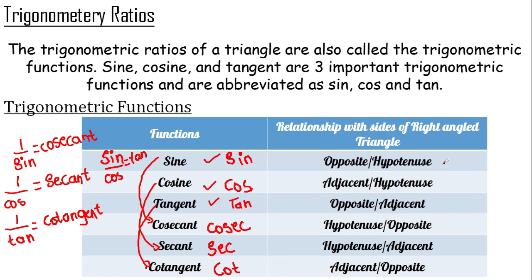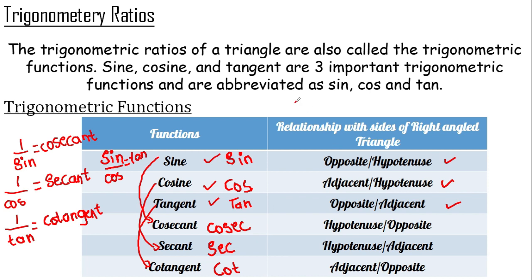When you remember these three, sine, cosine and tangent, it is easy to remember cosecant, secant and cotangent. And if you remember just sine and cosine, it's enough to remember tangent, because sine by cos is equal to tan. As I already told, there is a rule that sine by cos is equal to tan. So let's check the proof also.